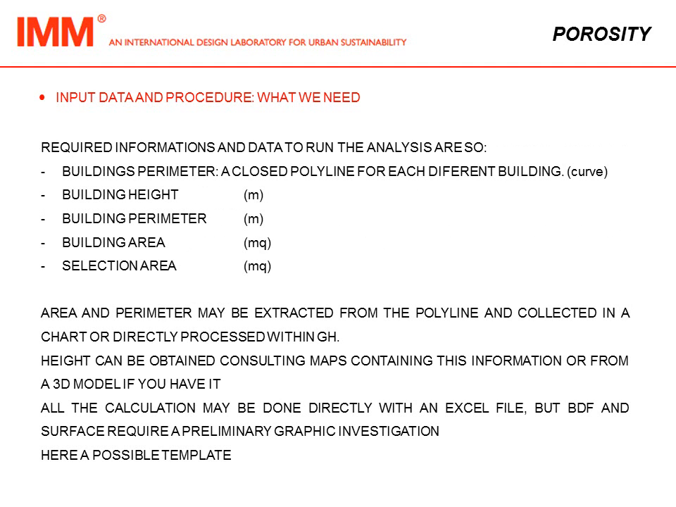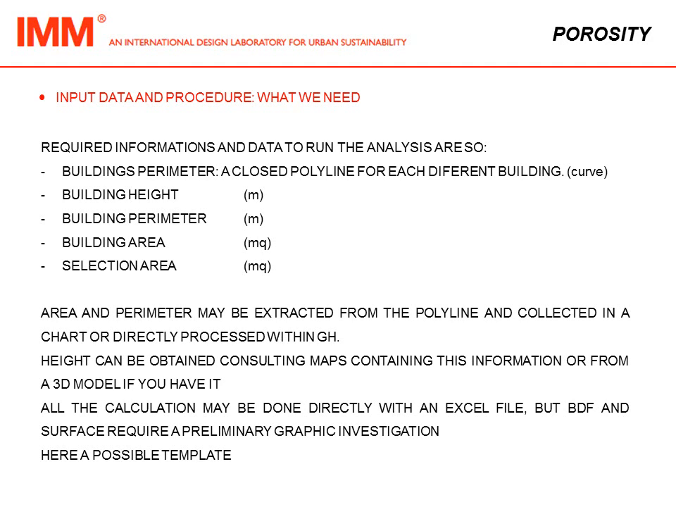Required information and data to run the analysis are: building perimeter, a closed polyline for each different building, so a curve; building height, a value expressed in meters; building perimeter, the length of the previously mentioned line expressed in meters; building area in square meters, and the total selection area, always in square meters. Area and perimeter may be extracted from the polyline and collected in a chart, or directly processed within Grasshopper. Height can be obtained consulting maps containing this information, or from a 3D model if you have it.